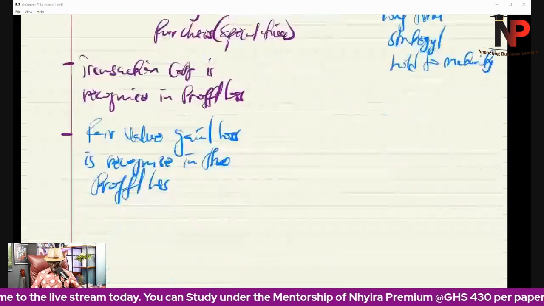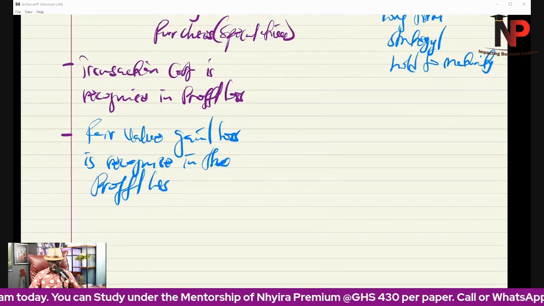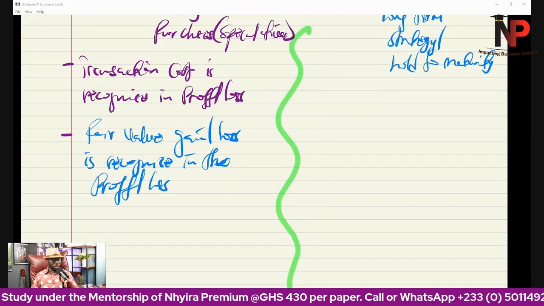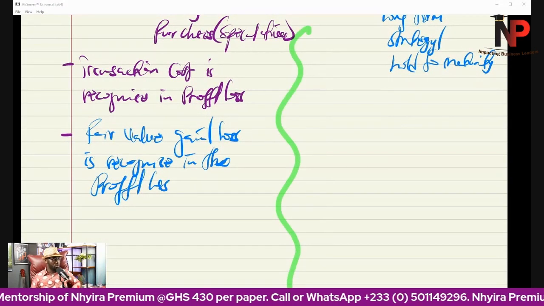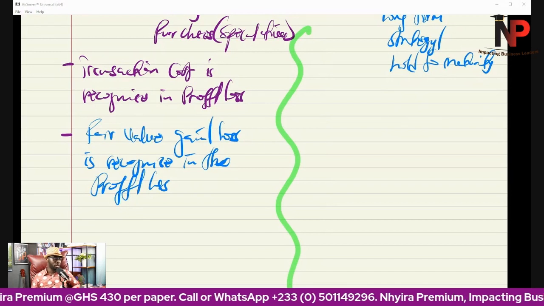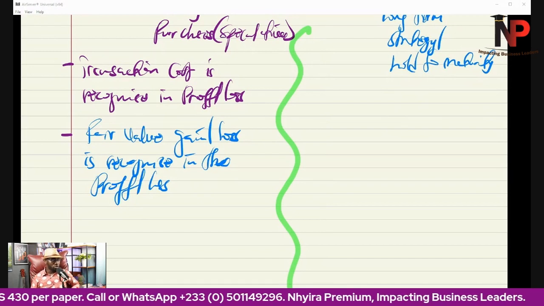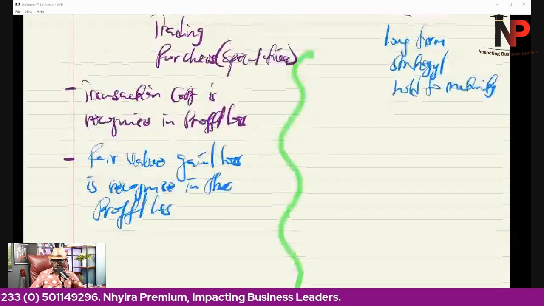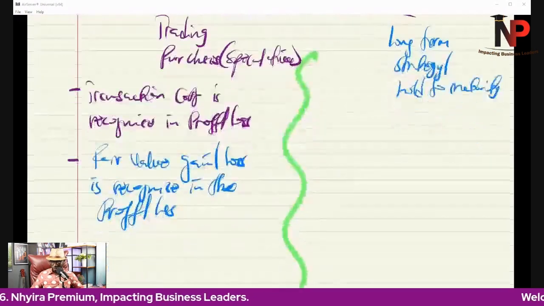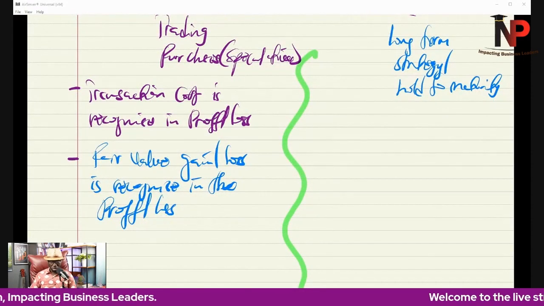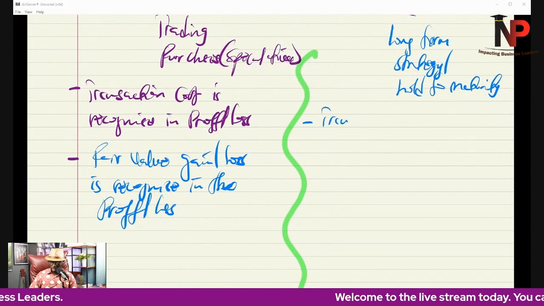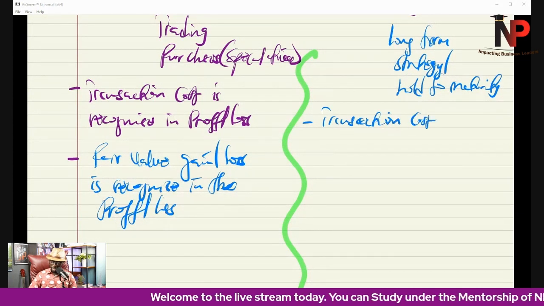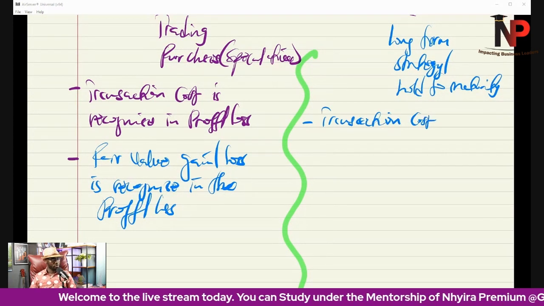In that case, transaction costs incurred in the acquisition of the shares will be recognized in the profit or loss account, and the fair value gain or loss will also be recognized in the profit or loss account. But if it is part of the entity's long-term strategy, then the transaction cost will be included in the initial cost of the financial asset.